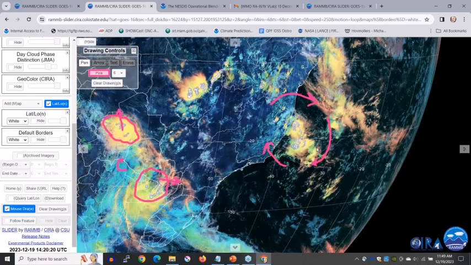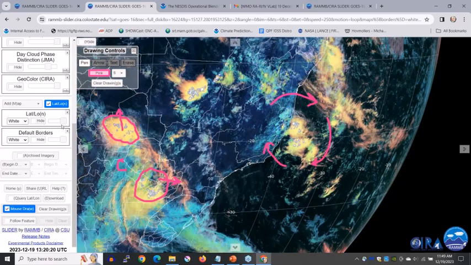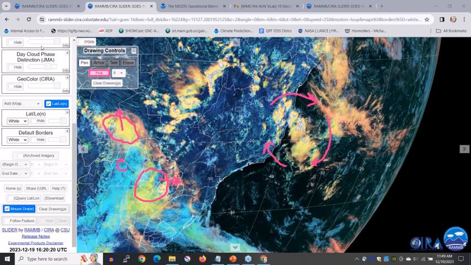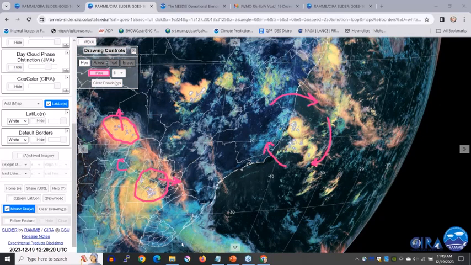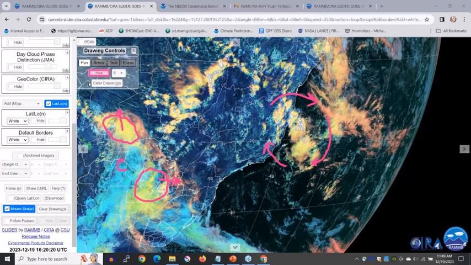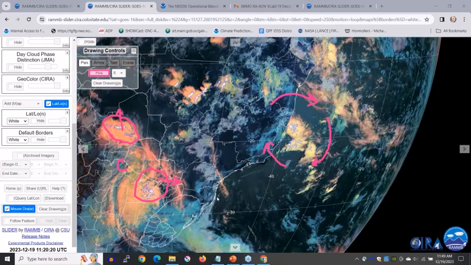¿Por qué? And you can answer with the chat box or raise your hand. Any answers? Speculation? Right. Kathy got it. Right, exactly. Cold air aloft. Yep.